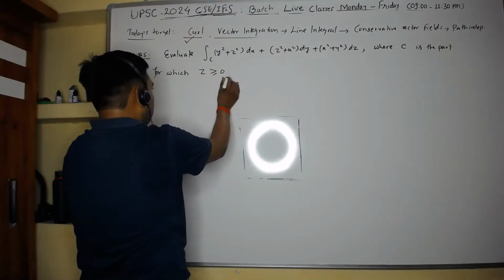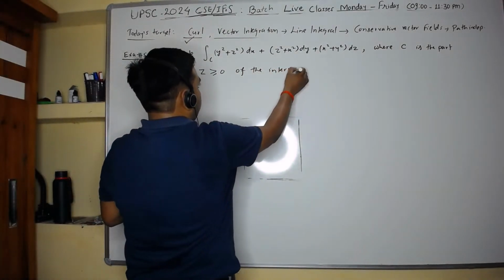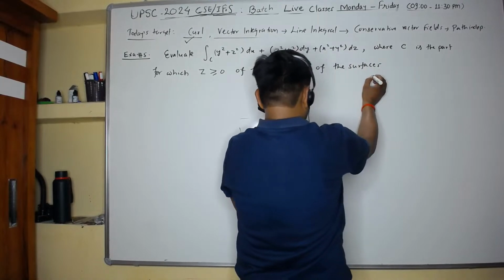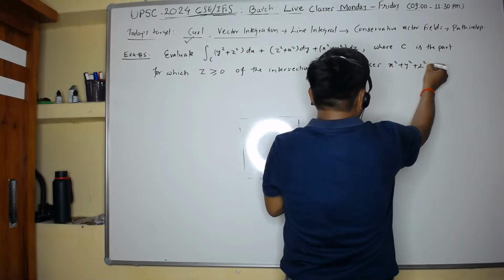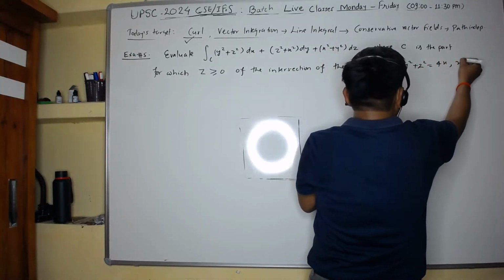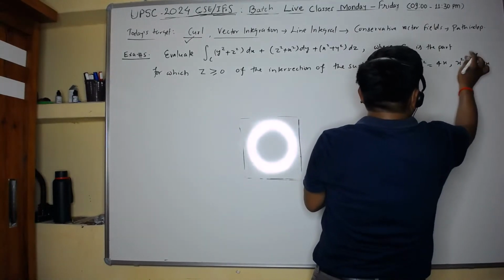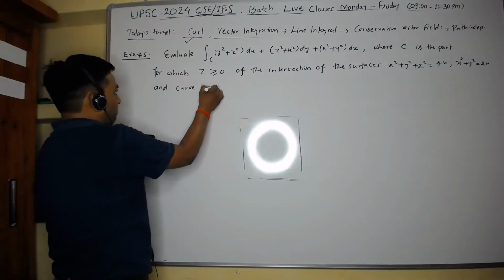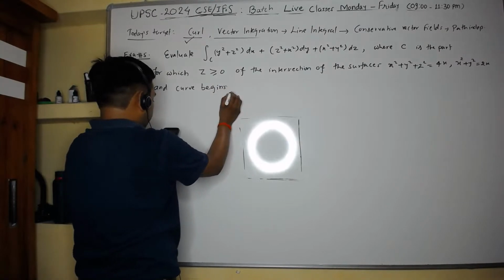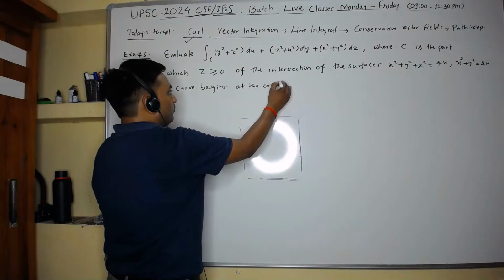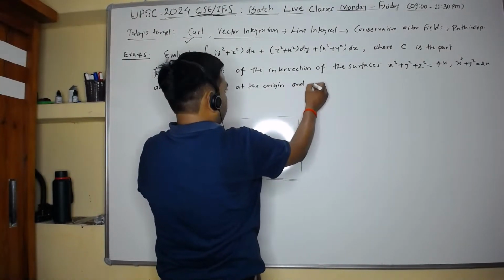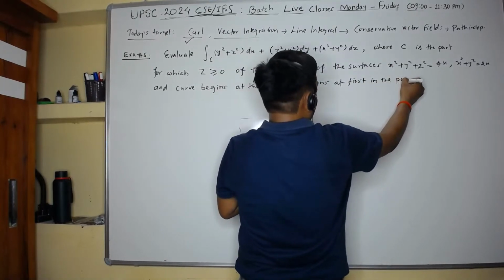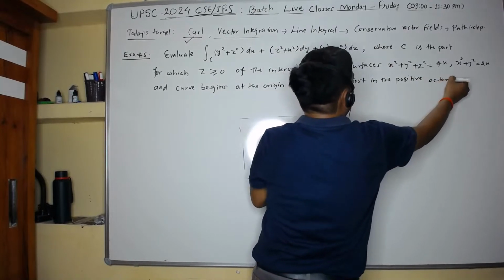for which z is greater or equal to 0 of the intersection of the surfaces x square plus y square plus z square equals 4x and x square plus y square equals 2x, and the curve begins at the origin and runs at first in the positive quadrant. अच्छा 3D में है तो फर्स्ट पॉजिटिव ऑक्टेंट.